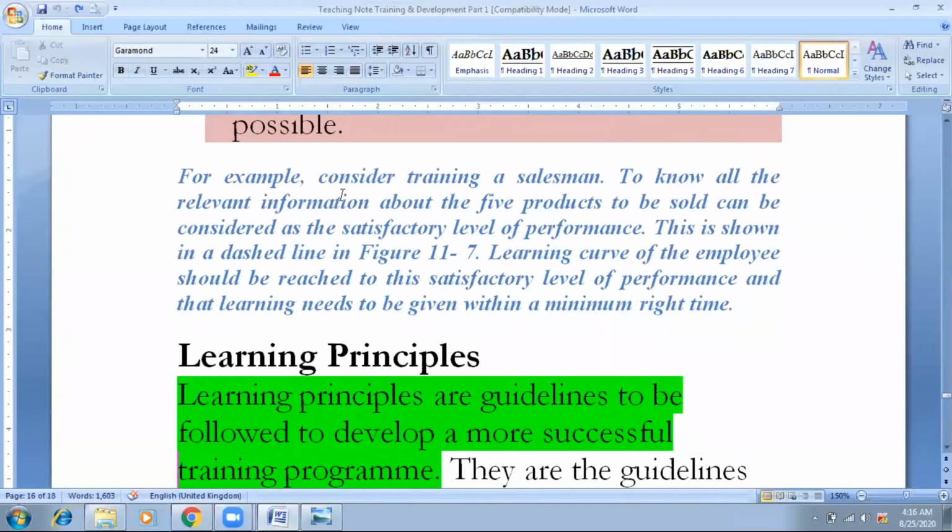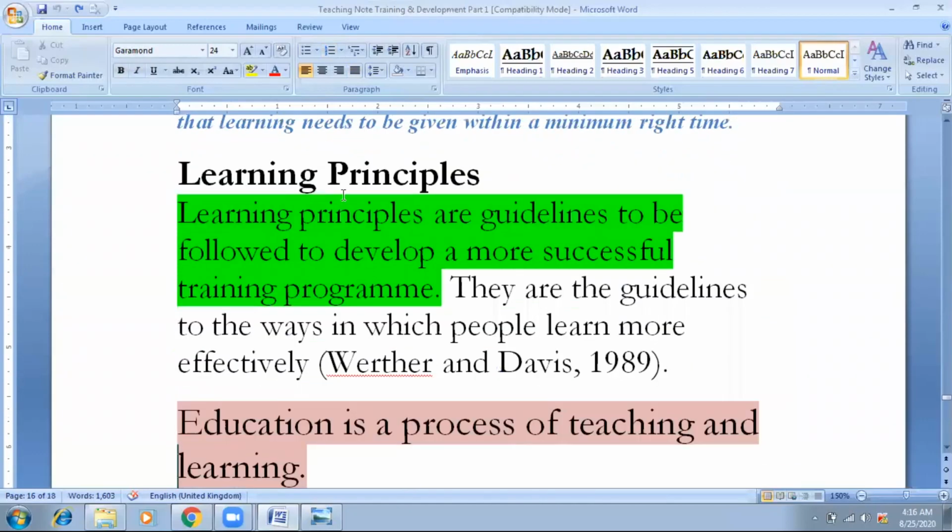Now, learning principles. Learning principles are guidelines to be followed to develop a more successful training program. So they are the guidelines to the ways in which people learn more effectively.